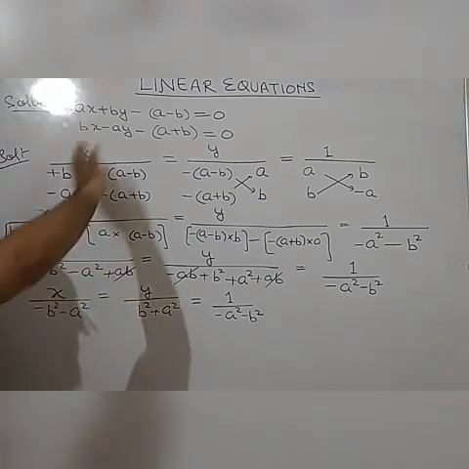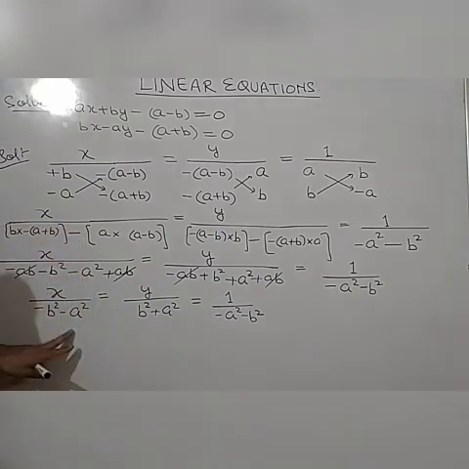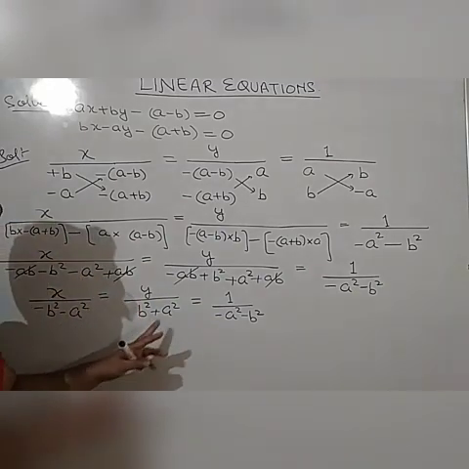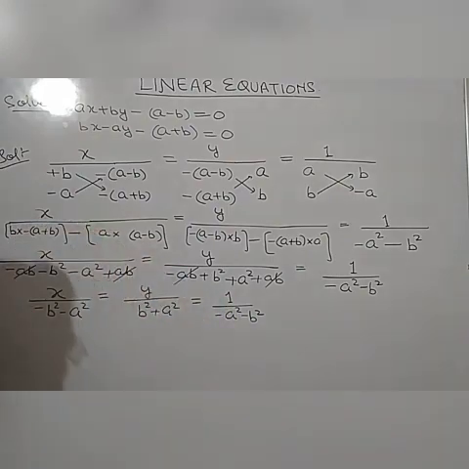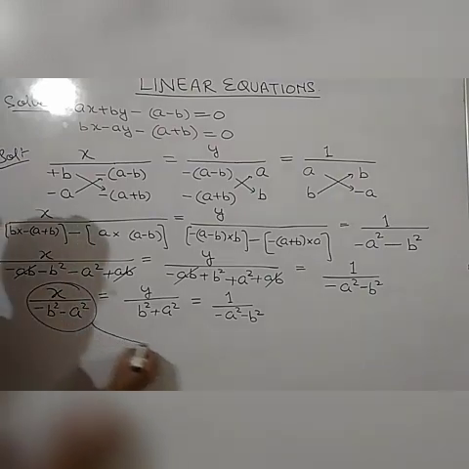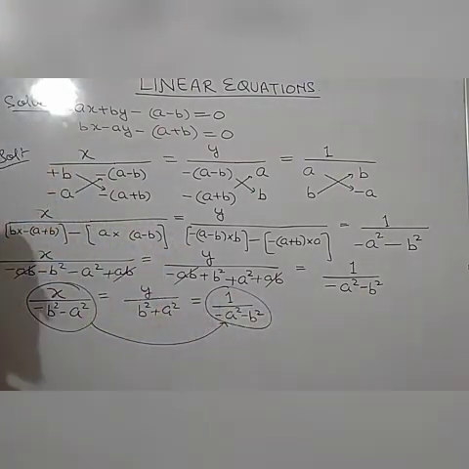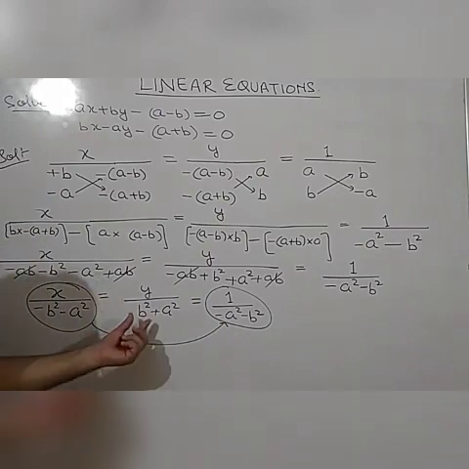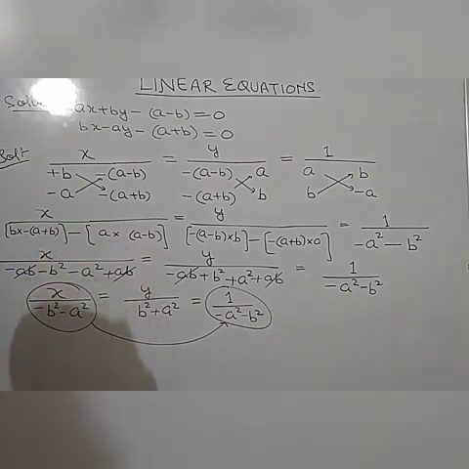Okay, so after solving all these things, we get this particular equation: x upon minus b square minus a square, y upon b square plus a square, and 1 upon minus a square minus b square. Now what will we do? First we will equate this x term with the constant term. So put both these terms equal. Then we will put y term and this term equal. So we will get the values of x and y. So first note it down.